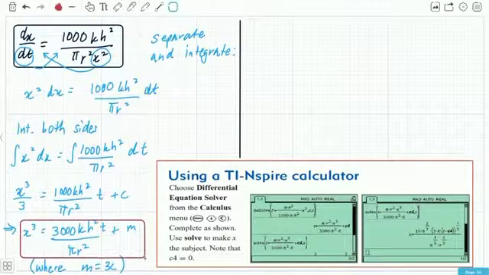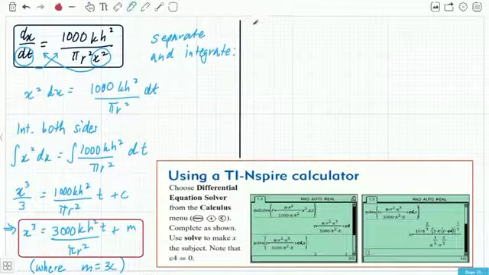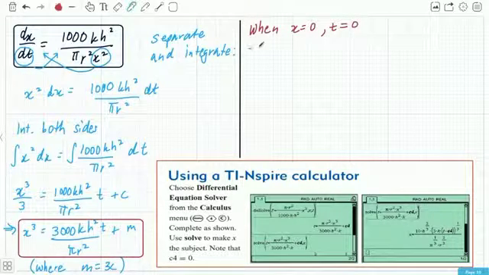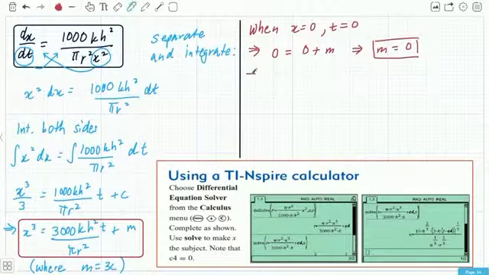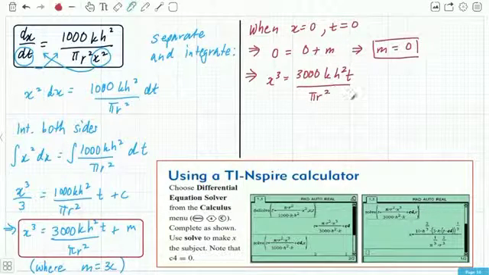So we're nearly finished with this one. Alright, now using our condition, when x equals 0, t equals 0, that implies that x cubed, which is 0 cubed, equals t times all of this, which is 0, plus m. So that means that m is actually equal to 0. So we then have our solution, x cubed equals 3000kh squared t over pi r squared.